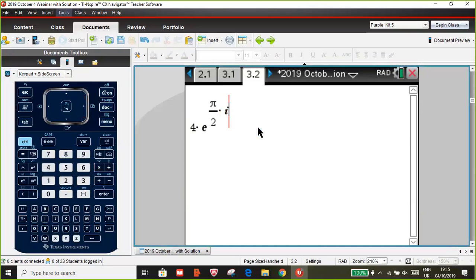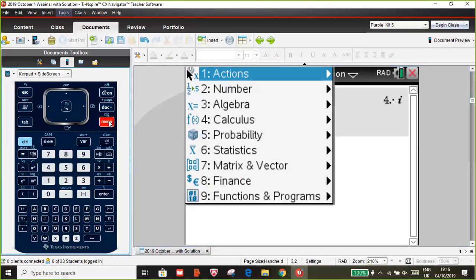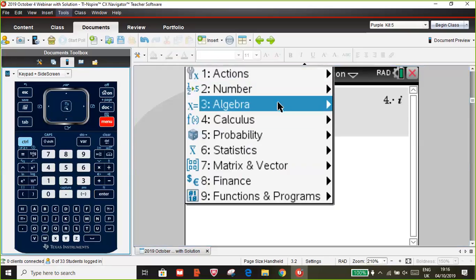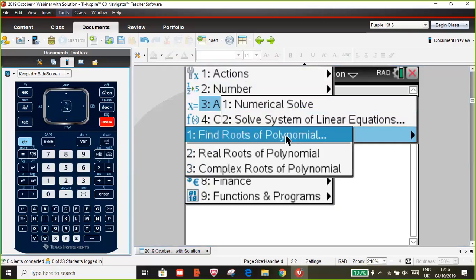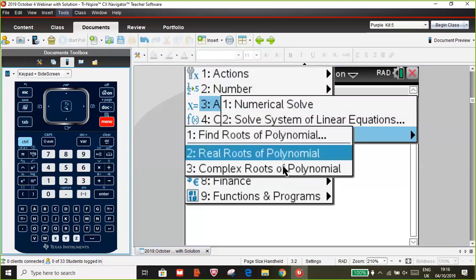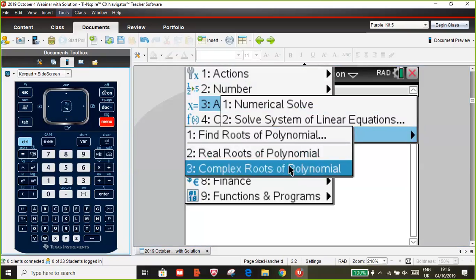So you can see this is 4i, right? If you see it as solving a polynomial root, what you can do is, I suggest teaching our students to use the polynomial tools, and I always recommend doing either 2 or 3. In this case, we are doing complex roots because that's what they want.